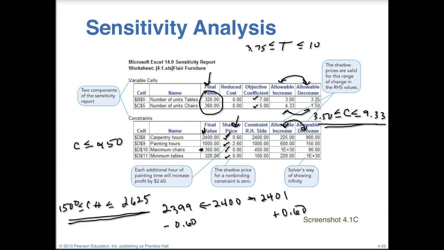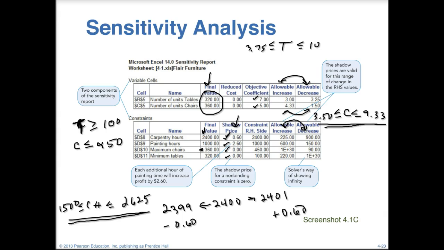And you've got some wiggle room. So for the minimum number of tables, of course, we know that we had to have at least 100 for the tables. And of course, we met that by a long shot. So again, there's not going to be a shadow price on that, because as long as you don't go under 100, then it's not going to really affect your profits.